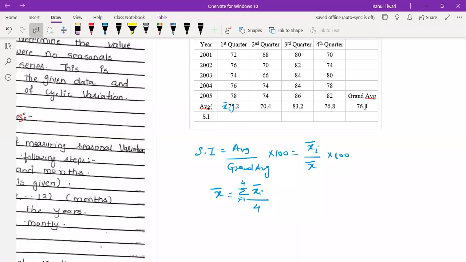Once you get the grand average, which you call x bar, you can find the seasonal indices using this formula: average upon grand average. You have the average here. I will remove this notation because it is causing a problem, and simply write average, meaning x bar i. If you divide this quantity by this quantity, you will get the first seasonal variation value. Let me know how much it is.